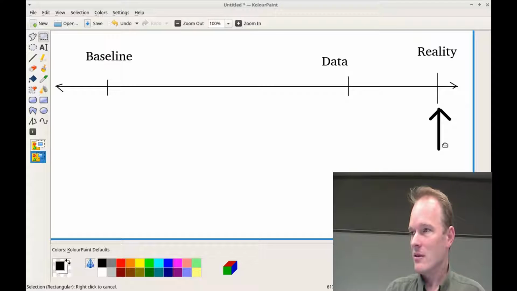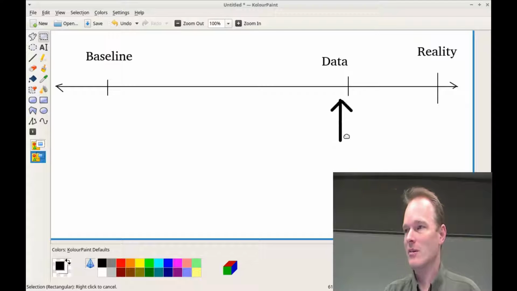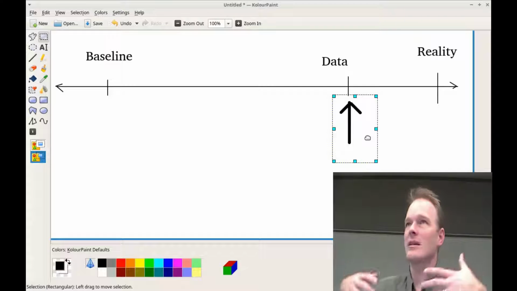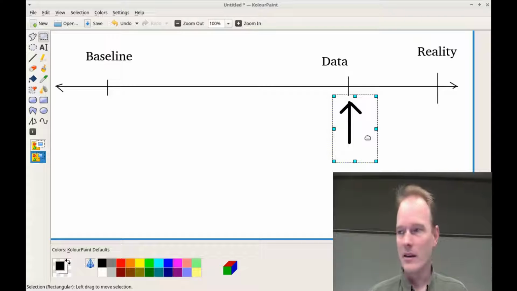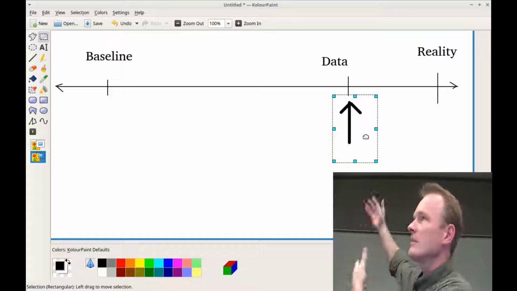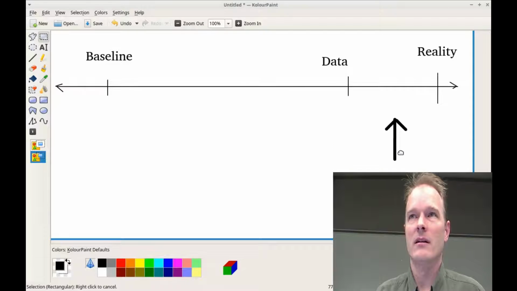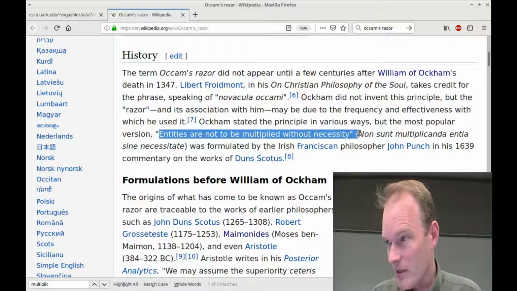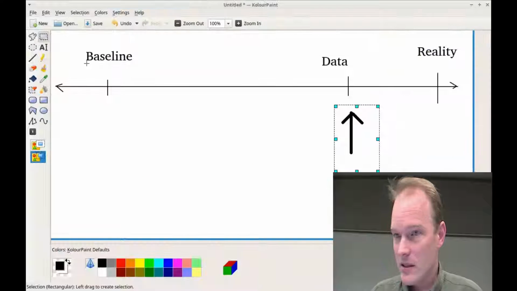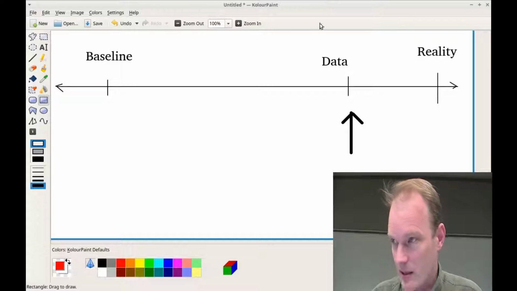We know that reality is too darn complex, and we don't have access to it. This is all the data we have in the universe. This is all the data we've collected, right? If that represents everything we really know, is there any reason to be over here? Entities are not to be multiplied without necessity. This is what I claim is necessity.